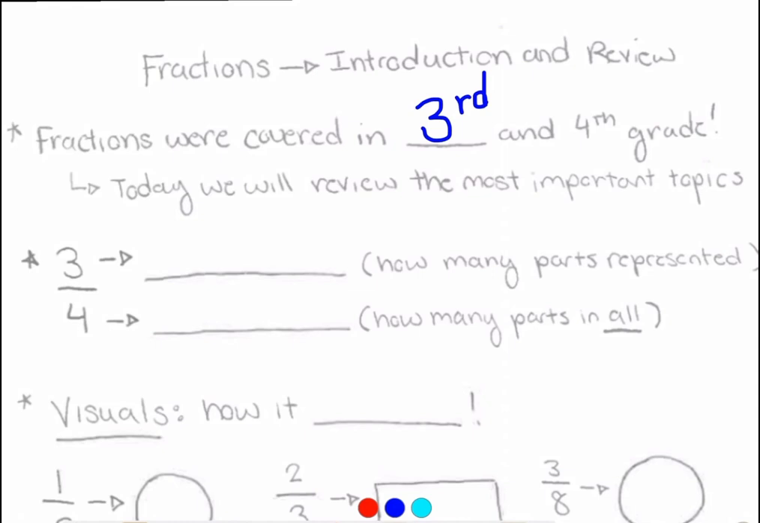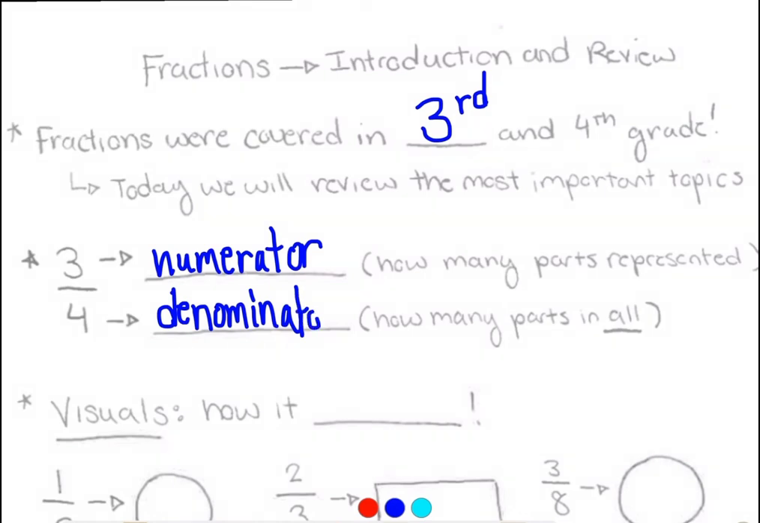So let's talk about the vocabulary. 3/4, this is a very basic fraction. The top number is called your numerator, and your bottom is called your denominator. Now, what a denominator is, it tells you how many parts are in all if you're looking at one visual. And the top tells you how many parts are represented. I like to think of your denominator as your pizza. So if you order a pizza, how many slices is it cut into? And your numerator is how much of the pizza that you actually eat.